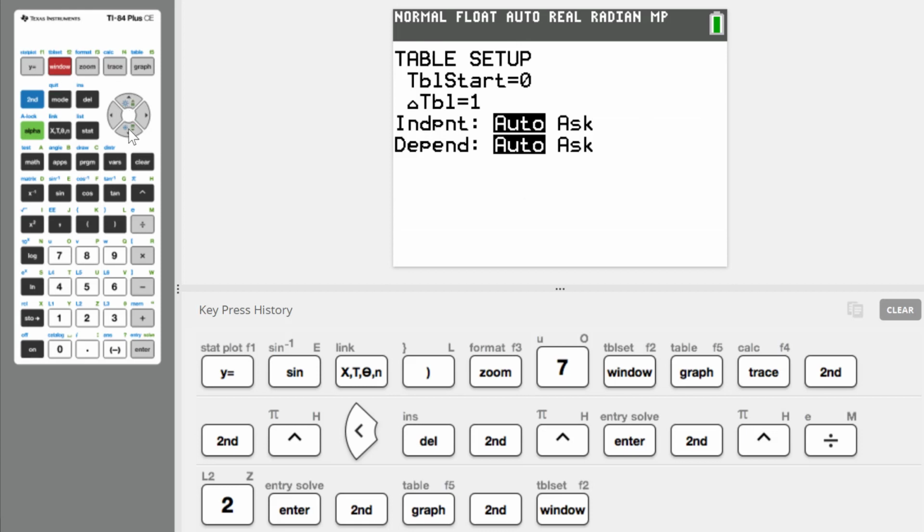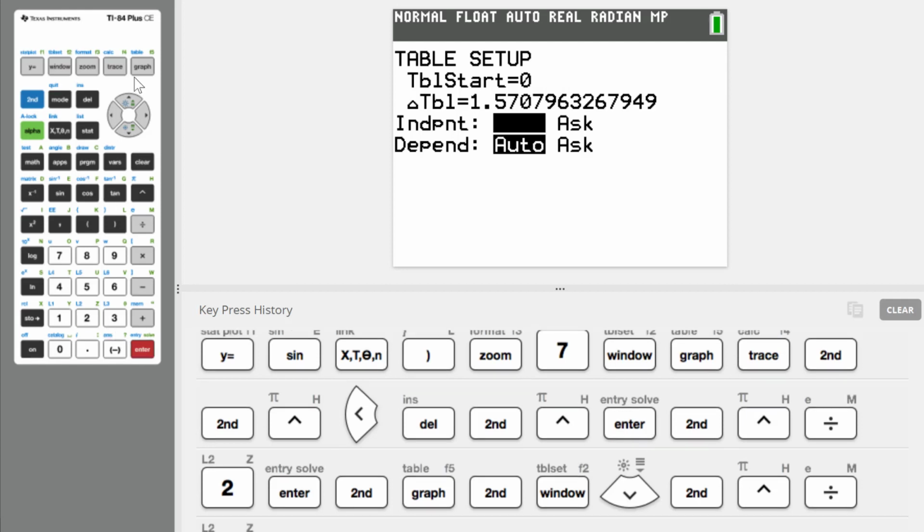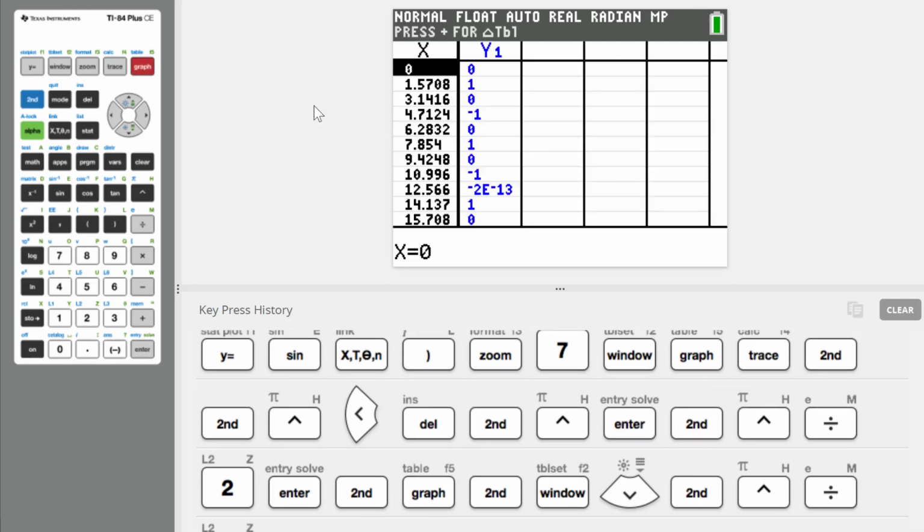Table set allows us to state what x we want to start at. I'll leave it at 0, but instead of counting by ones, how about I change that to count by pi over 2, which is what we're used to. And then if I go back to the table area, now I'm getting counting by pi over 2, pi, 3 pi over 2, 2 pi, and there's our familiar values 0, 1, 0, negative 1, etc.